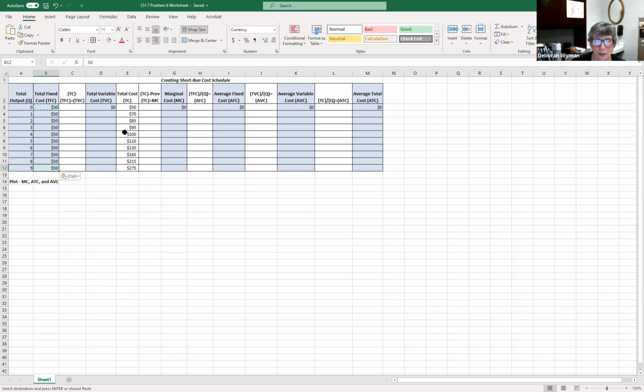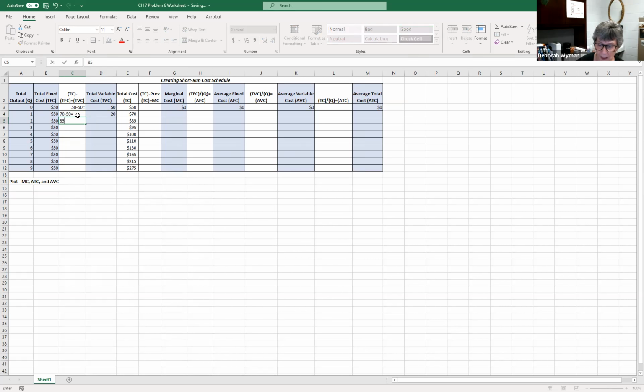Your total costs were given to us right here. So the formula is your total cost, which is 50, minus your total fixed cost, 50, equals 0 over here. You could put these in as formulas if you want, so it would be easy. I'm just showing you how you would do it with paper and pencil. The next thing is you have your total cost of 70. So it's 70 minus your total fixed cost of 50 equals 20.